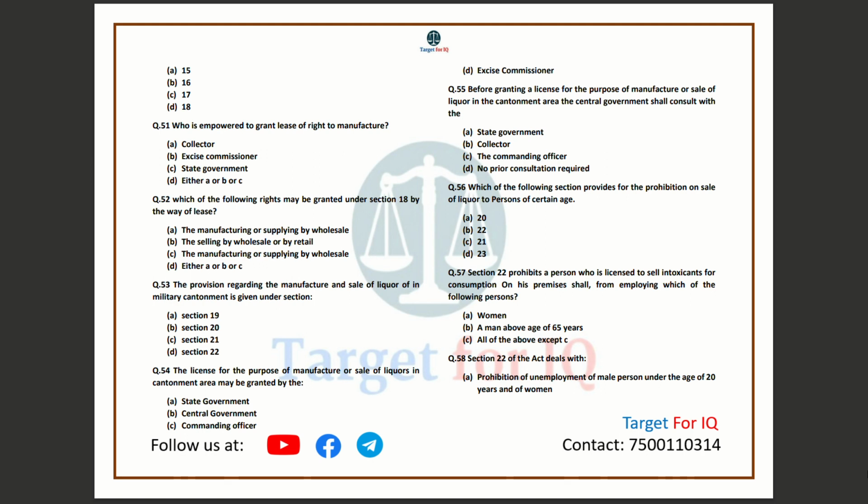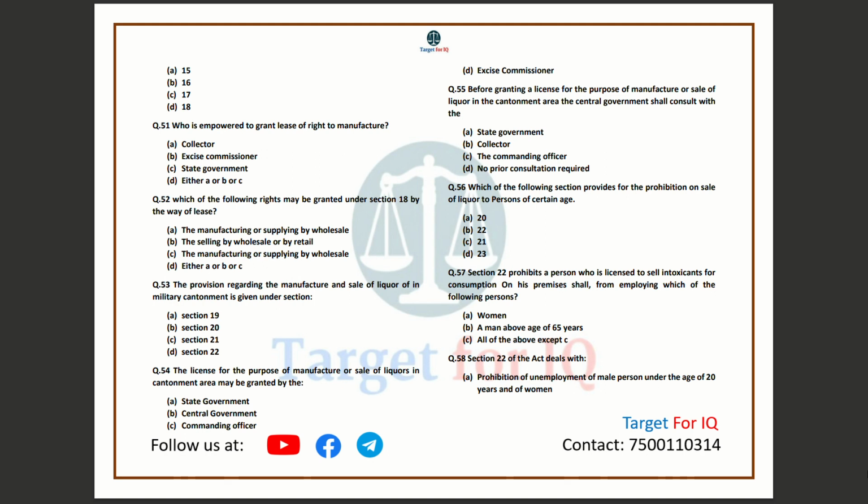Question number 56. Which of the following sections provides for the prohibition on sale of liquor to persons of certain age? Option A 20, option B is section 22, C is section 21, and D is section 23. The correct answer to question number 56 is option D, that is section 23.